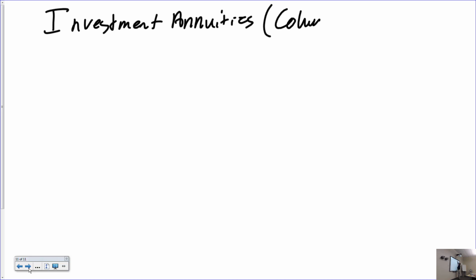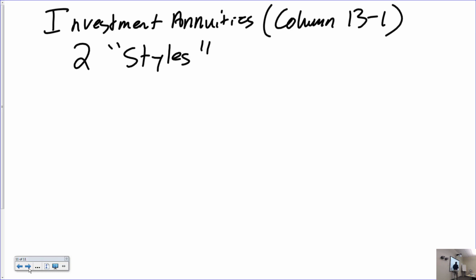So, column 13-1. And technically, folks, there are two styles of annuities that you can work with when you are investing. Well, it's best just to show you, and then we'll go from there. So the ordinary style of an investment, and it's ordinary because it's what you and I all do when we invest in our IRAs or our 401ks.